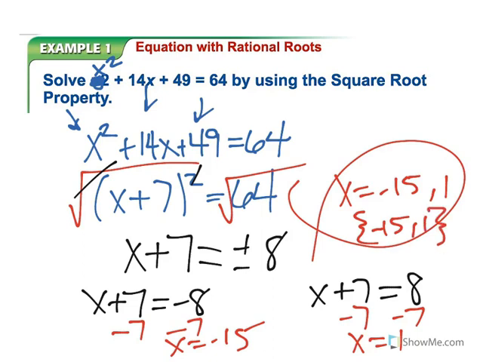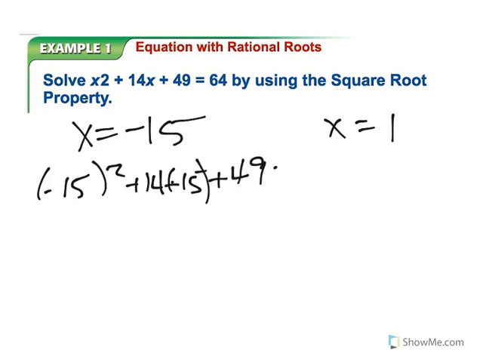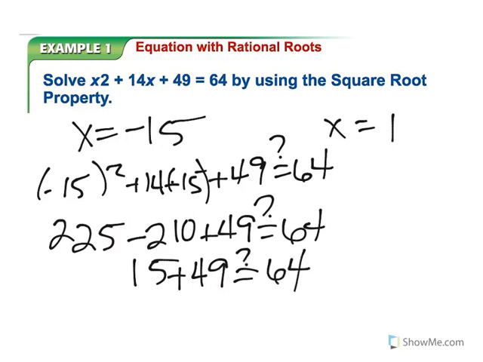Now, you always want to make sure that you plug back in and make sure you get your correct answer. So, first I'm going to use negative 15. So, negative 15 squared plus 14 times negative 15 plus 49, we want to equal 64. When we plug and chug, we do get 225 minus 210 plus 49 equals 64. 225 minus 210 is 15, so we have 15 plus 49. Does that equal 64? And the answer is yes, 64 is equal to 64.